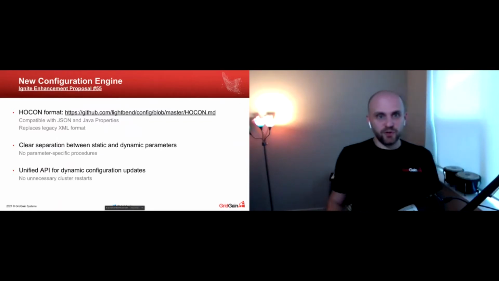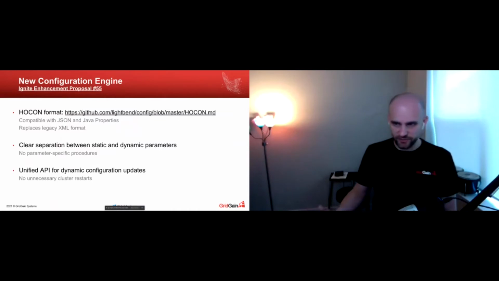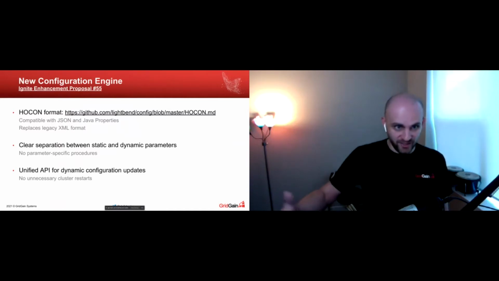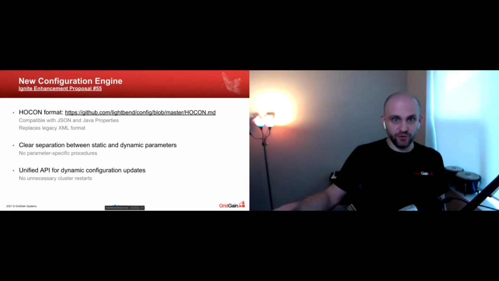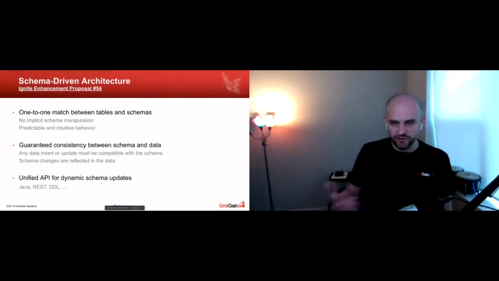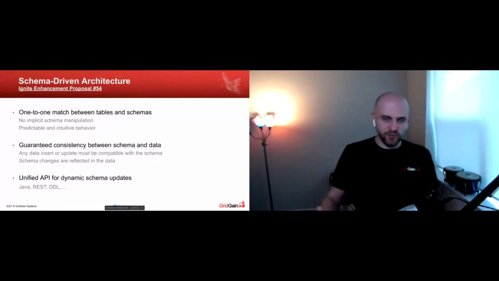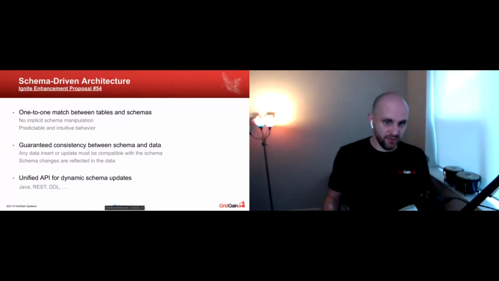So the second change is what we call schema-driven architecture. It's a big topic, but in a nutshell, it means that we will have a one-to-one match between tables and schemas. Whenever you create a table in Ignite, you will also provide a schema for that table, and you will do that explicitly. With Ignite 2.x, it can be a little bit convoluted because we have SQL schema and binary object schema, and those two are managed separately. And then you also work on top of caches, which are essentially schemaless. So it can be counterintuitive in certain cases. We want to get rid of this and create this clear one-to-one match so that the behavior is much more predictable and much more intuitive.